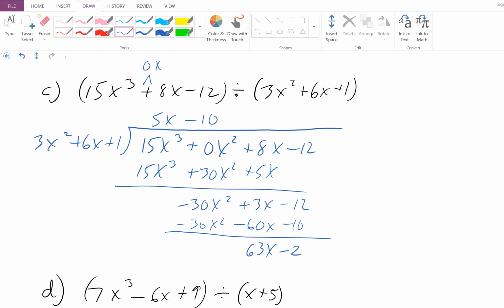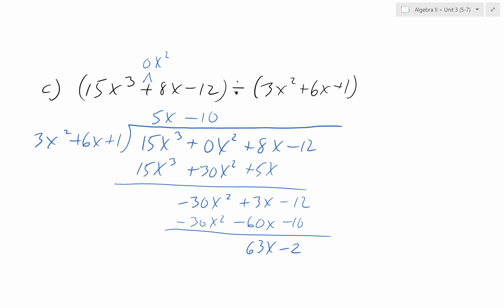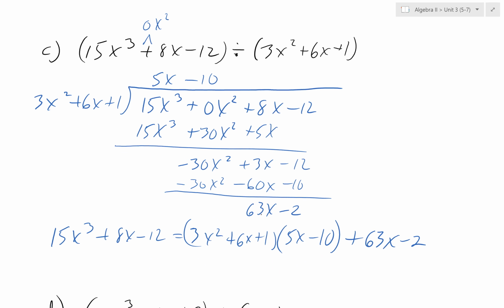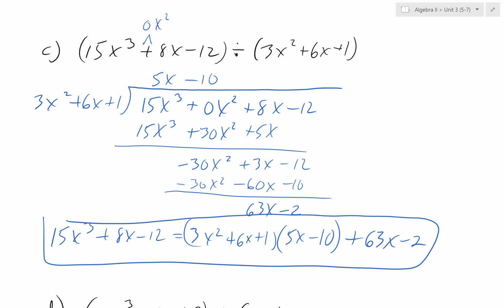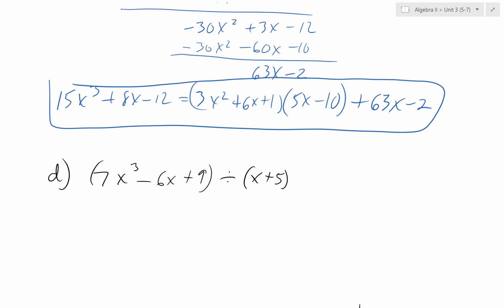And so now we can write our answer as 15x cubed plus 8x minus 12 equals 3x squared plus 6x plus 1 times 5x minus 10 plus the remainder. Okay, questions? All right, try this one.